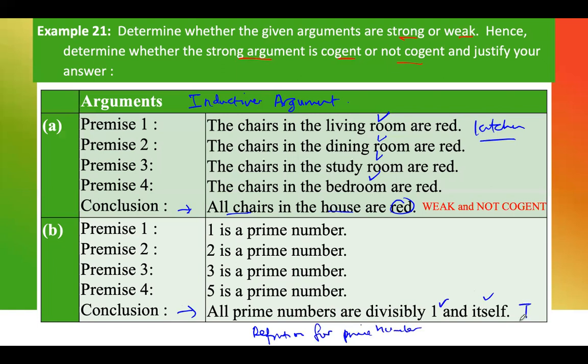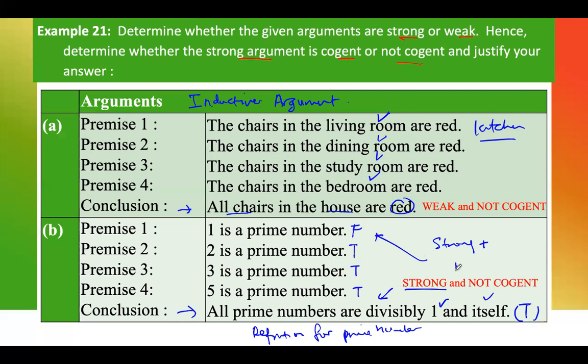So this is true, so it is a true that is strong, right? Strong inductive argument. Is it cogent or not cogent? So you look at this. 5 is a prime number, true. 3 is a prime number, true. 2 is a prime number, true. 1 is a prime number, false. Therefore, it is strong and not cogent. Strong because the conclusion is true. Not cogent because the first premise is false.